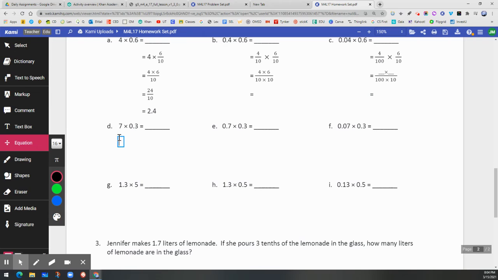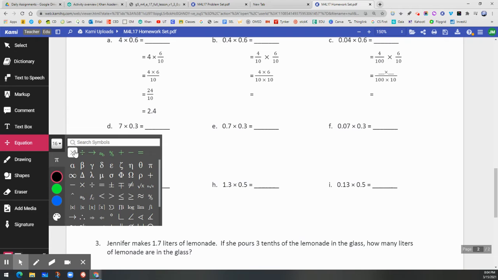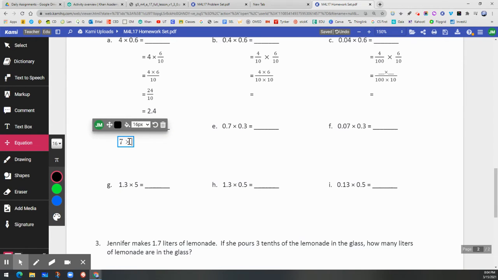So we're going to rewrite that as 7 times, let me insert my multiplication symbol, 3/10. How do you write 3/10 as a fraction? 3/10. Now, you know that the multiplication on the top is going to be 7 times 3, and the denominator is going to be 10. When you multiply the numerators, 7 times 3 equals 21. So it's going to be 21/10. That will be the answer.